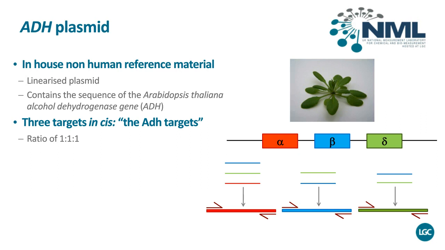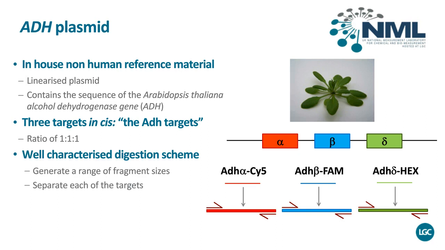Now what I've got here is just the various coloured lines, blue, green, and red, to associate the different probe colour. And for the rest of this talk, when I use the 3-colour instrument, I'll be using the alpha on the red channel with a Psi5, the beta on a blue channel, and the delta on the green channel with a hex. The advantage of this plasmid is it's got a really well-characterized digestion scheme.